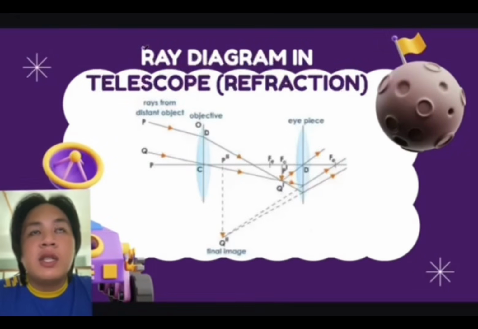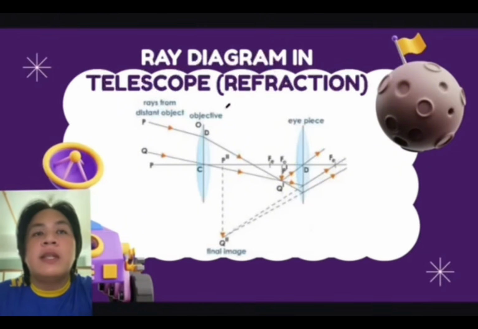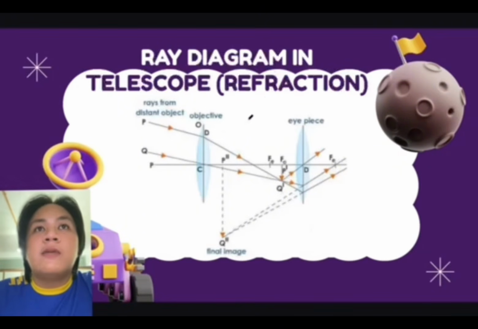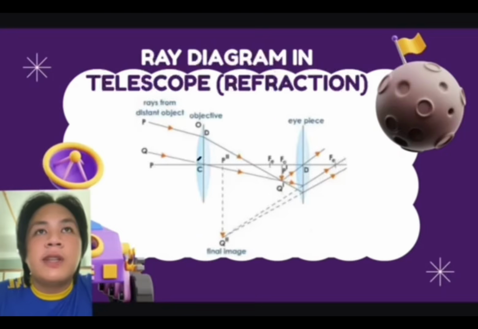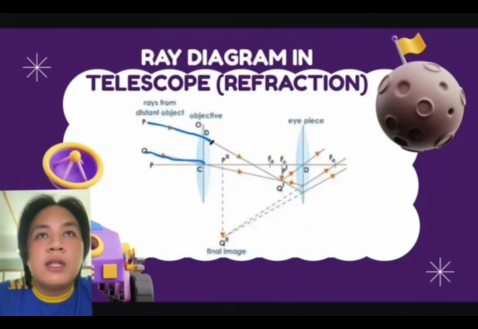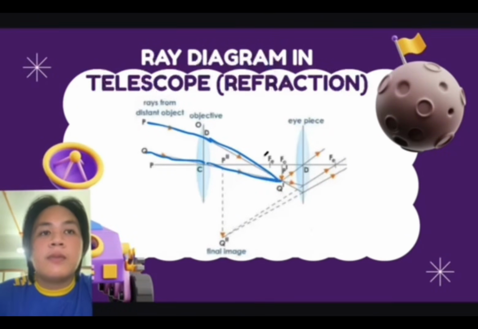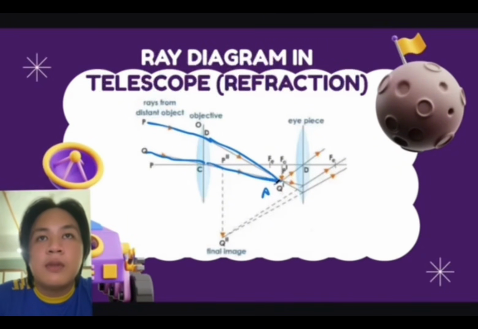Now I will explain the ray diagram in a refracting telescope. This diagram over here illustrates the optical principle of a telescope, which employs two convex lenses, which are the objective and the eyepiece. Firstly, the rays from the distant object will reach the objective lens, and since the objective lens has a longer focal length, it will converge these rays to form a real inverted image at its focal plane. The image here is denoted as P prime Q prime.